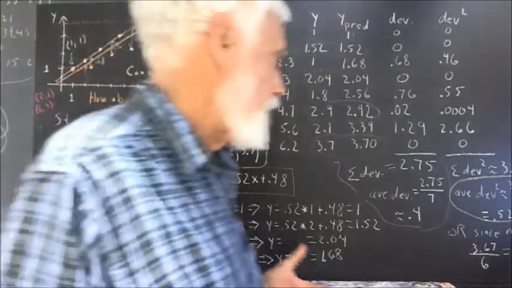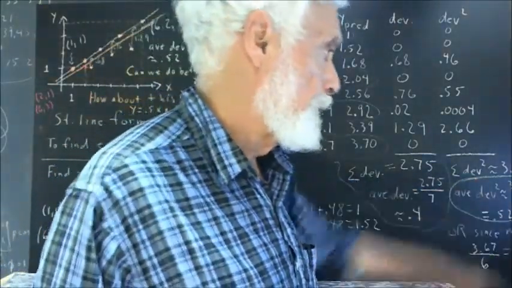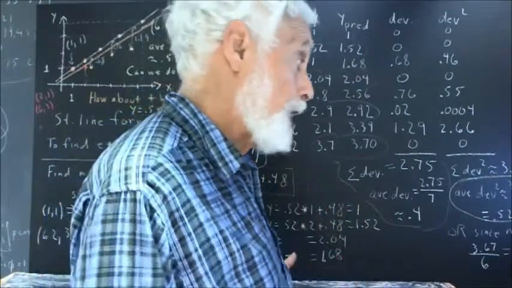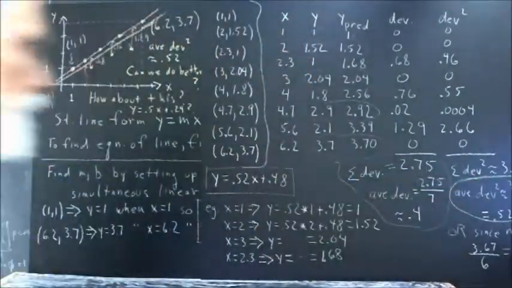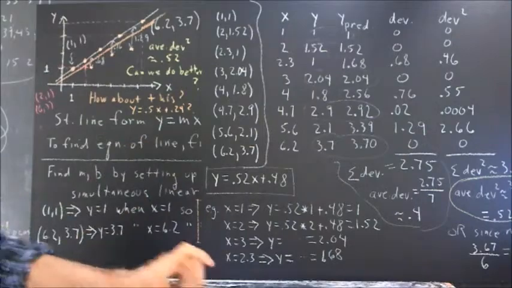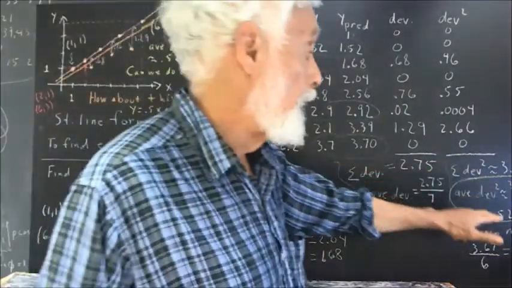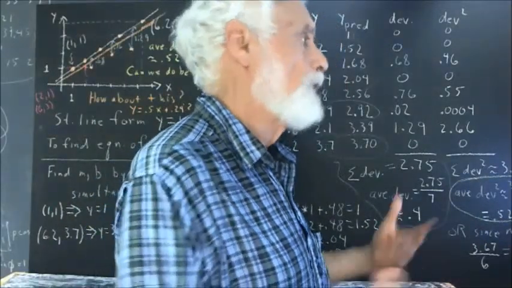Note also that I didn't take the square root of the average squared deviation as I would if I was calculating a standard deviation. All I'm trying to do is make the average squared deviation as small as possible. So if the average squared deviation is as small as possible, well, so is the square root of the average squared deviation.